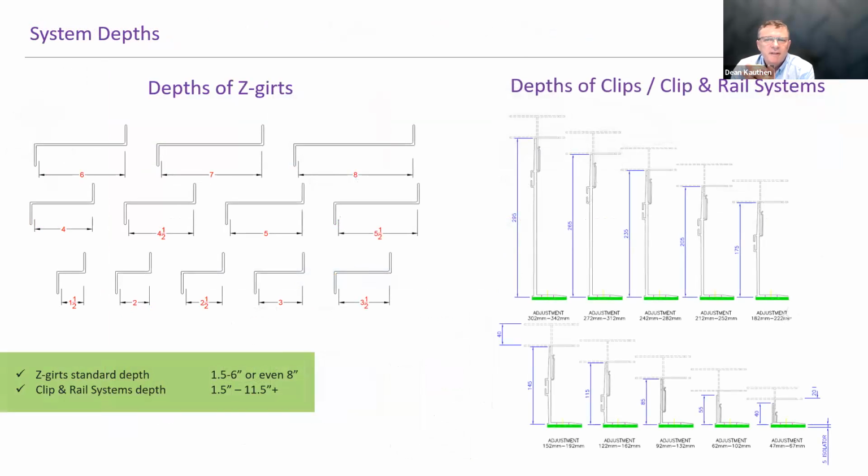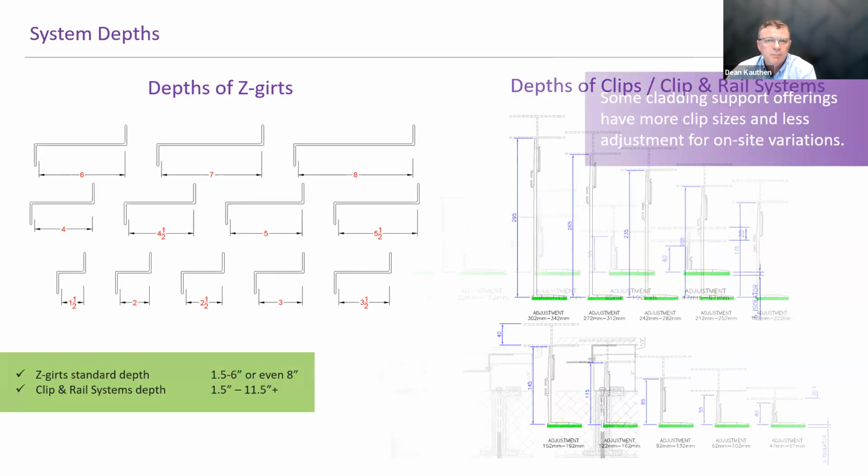The depth of Z-girts, insulation thicknesses, and air barriers all have an effect on what type of Z-girt you might use. Those are available from about 1.5 to 6 inches in depth, in some cases up to 8 inches in depth. And the clip and rail systems likewise can start at about 1.5 inches and go all the way up to 11.5 inches, and in some cases even deeper.